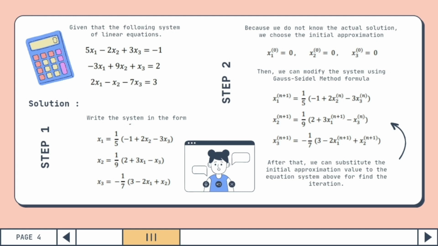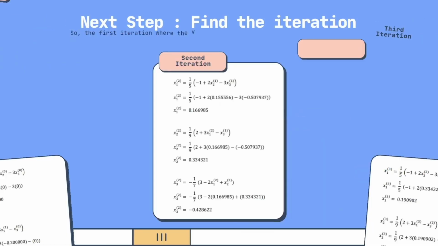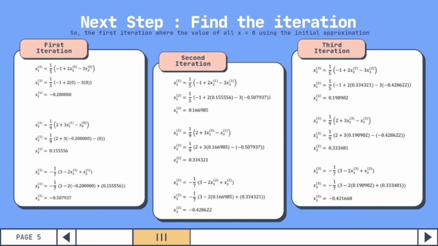For the first iteration, we need to substitute the initial approximation. Since we don't know the actual solution, we let the initial approximation be x1(0) equal to 0, x2(0) equal to 0, and x3(0) equal to 0. We substitute these initial values into the equations above to find the iteration. So let's start the first iteration using the Gauss-Seidel formula that we modified just now.